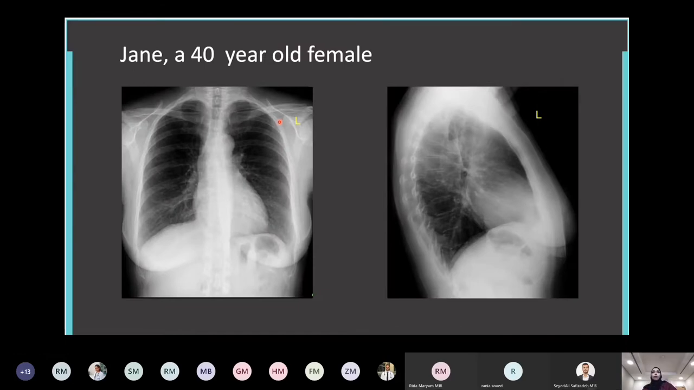Okay, so as always, we always start with normal. You need to know what normal looks like before you compare normal to abnormal. So here's Jane, obviously female, and she's a 40-year-old who had a chest x-ray, and this is how a normal chest x-ray should look. This is a PA view, and we'll talk about this in detail in a few more slides. And this is a lateral view, and we'll talk about why you need lateral views and why you go for PA or AP views.